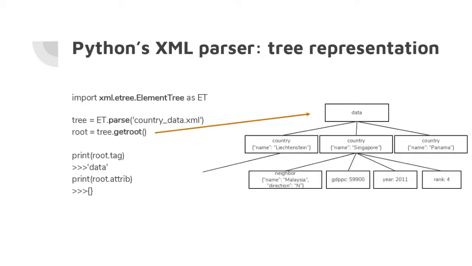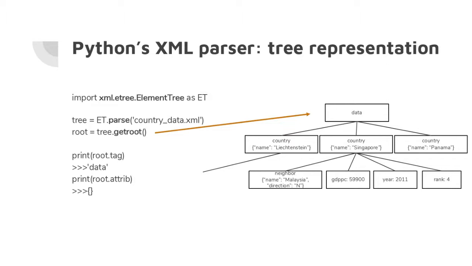Here's an example of how you can open an XML document in Python. First, you have to, again, import the XML library. In this case, it's XML E3. Then you can open a document, so you parse the document. Once you do that, all the content of the text file, country data XML, is loaded into memory. And then the document is like a tree.